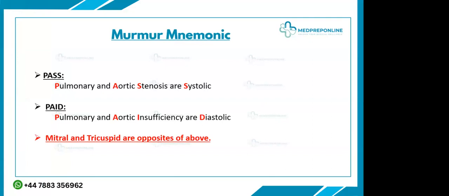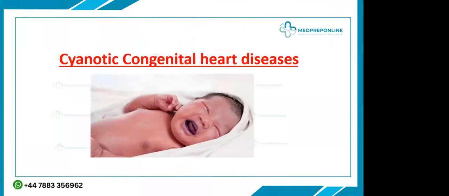This is a mnemonic which you can use to remember the murmurs: PAS, that is the pulmonary and aortic stenosis, or systolic. Okay, systolic ejection murmur in pulmonary and aortic stenosis, while PAID is the pulmonary and aortic insufficiency or diastolic murmurs, and the mitral and tricuspid are opposite of them. Okay, this is a mnemonic. You may have heard about it. Next thing is about the cyanotic congenital heart diseases.